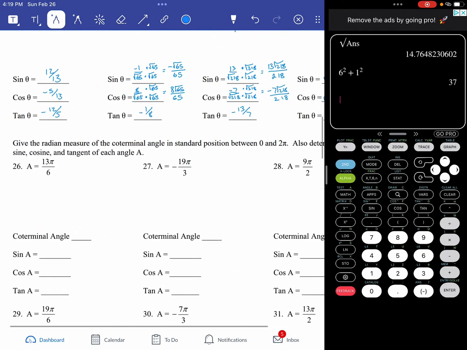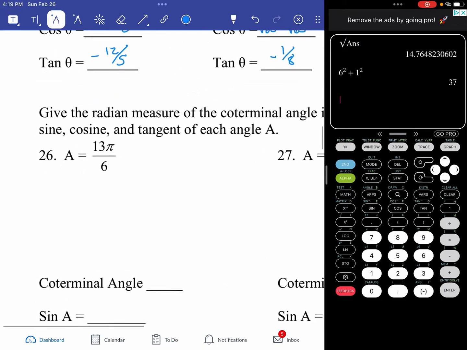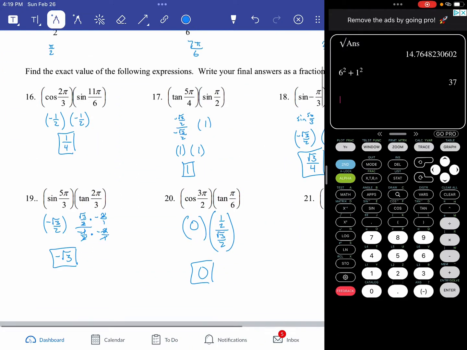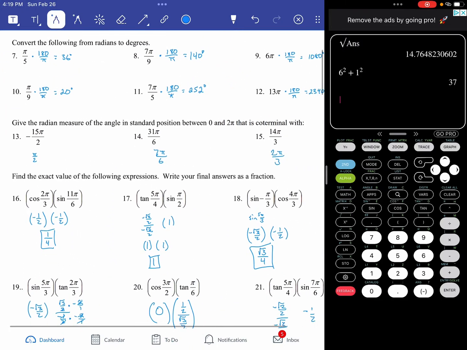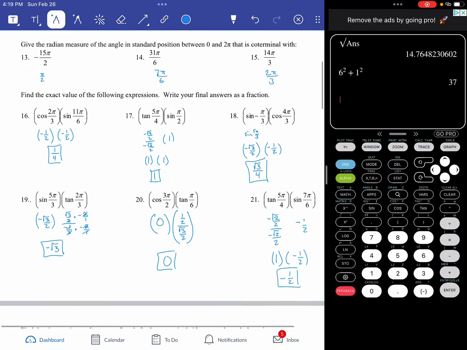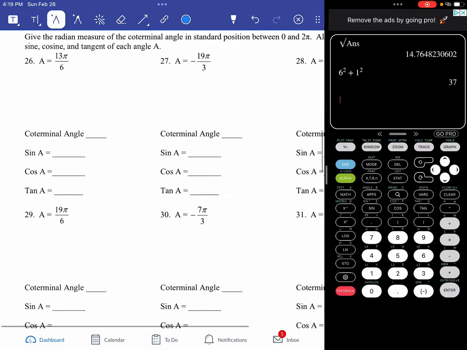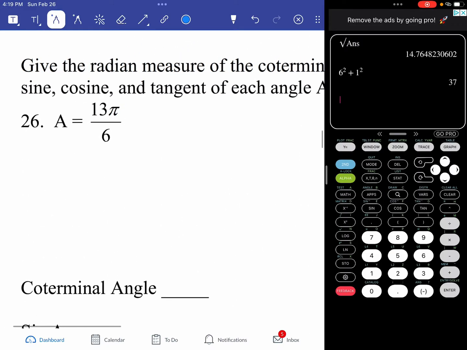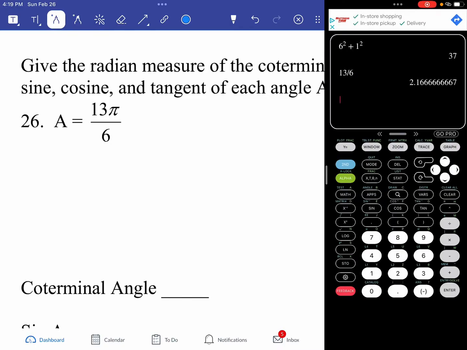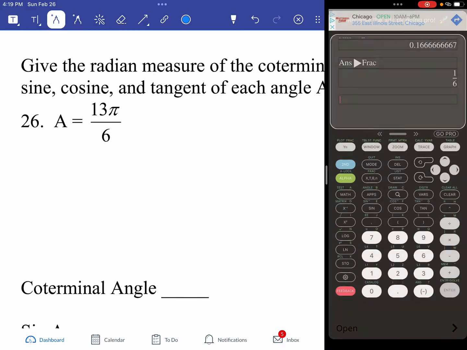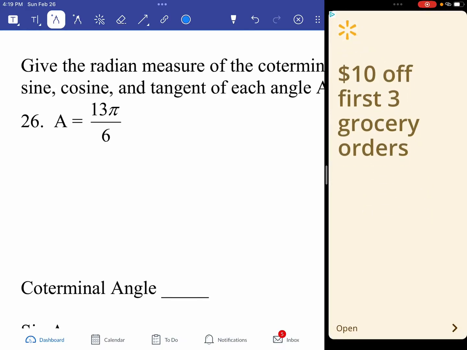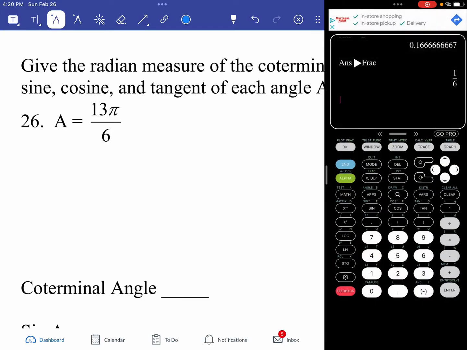All right, now in these problems, what we have to do is kind of like what we did up here in 13 through 15. Got to find coterminals, but this time we also have to find what their sine, cosine, tangent is. Okay, start off with 13 pi over 6. It's too big because it's greater than 2 pi, so we're going to subtract 2 pi from that. And then convert that to a fraction. So I'm going to get pi over 6.